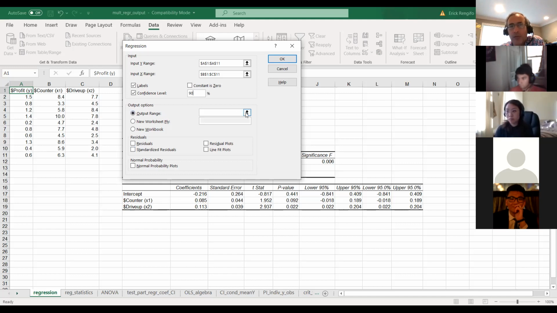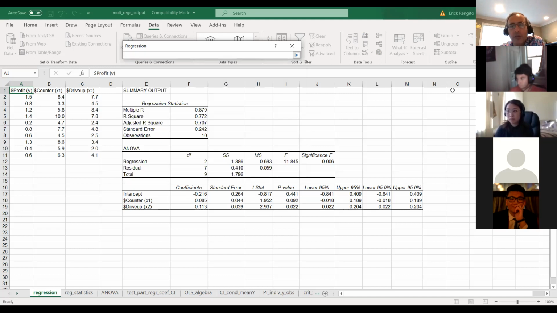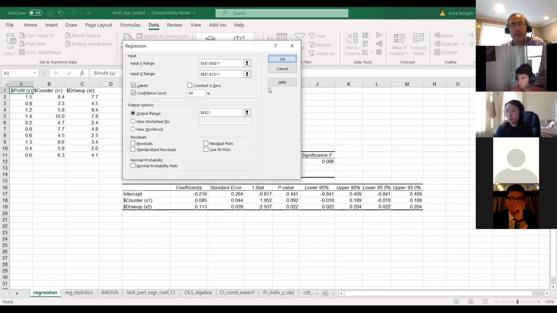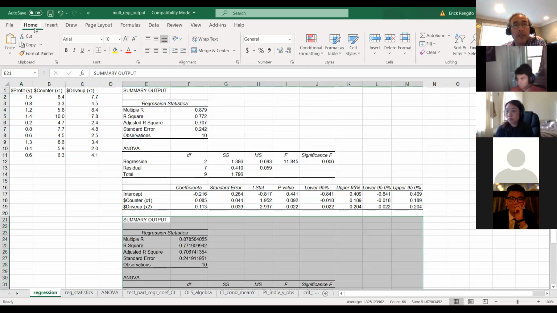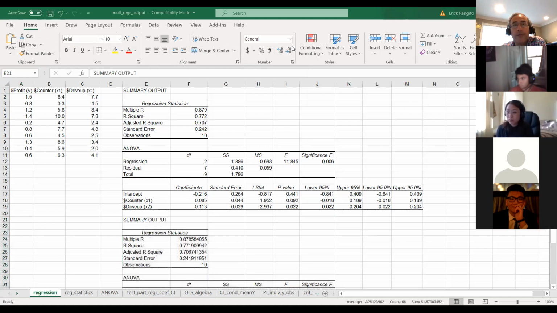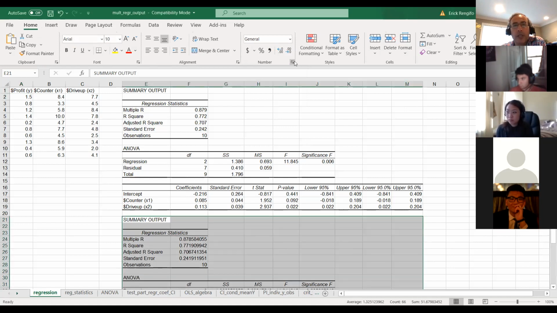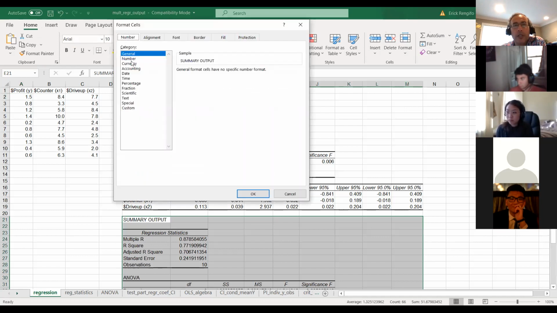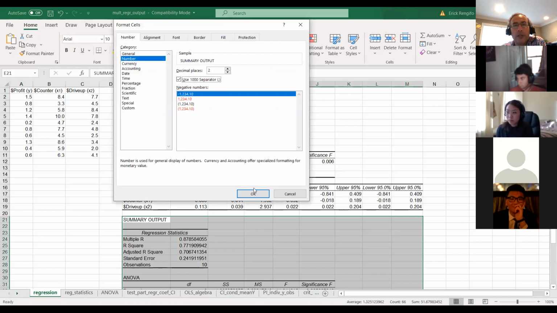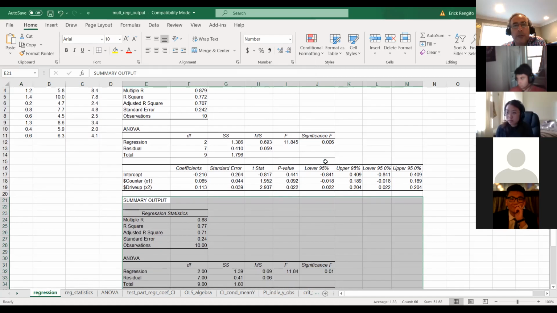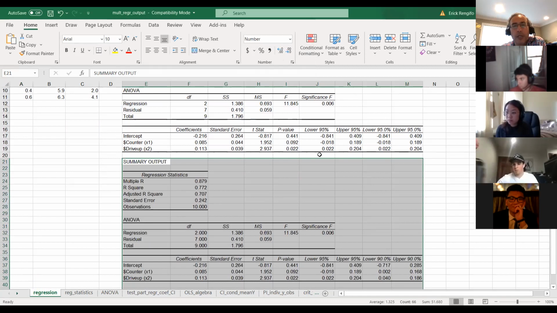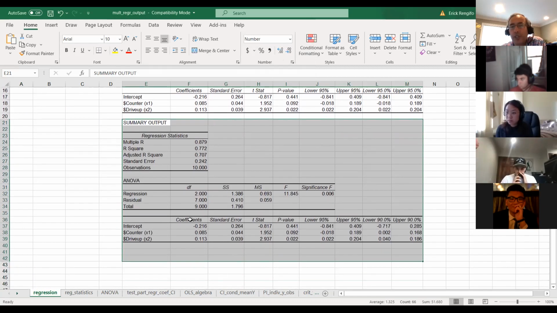Okay, so let's do the output range. Let me just write the output range somewhere here, just to compare. And then you click OK. Let me change the... Take a look. Nothing changes, huh? Nothing changes here.